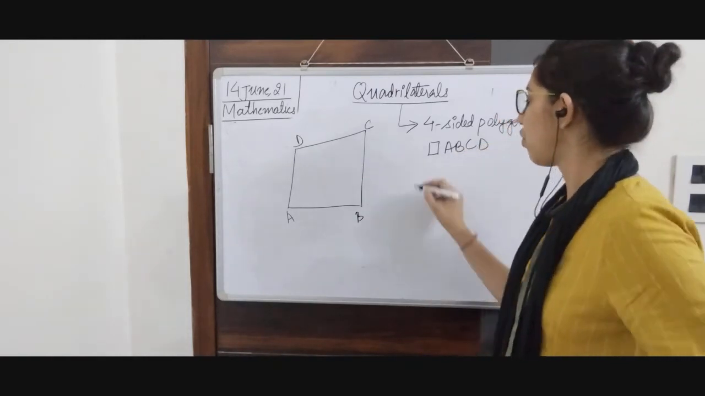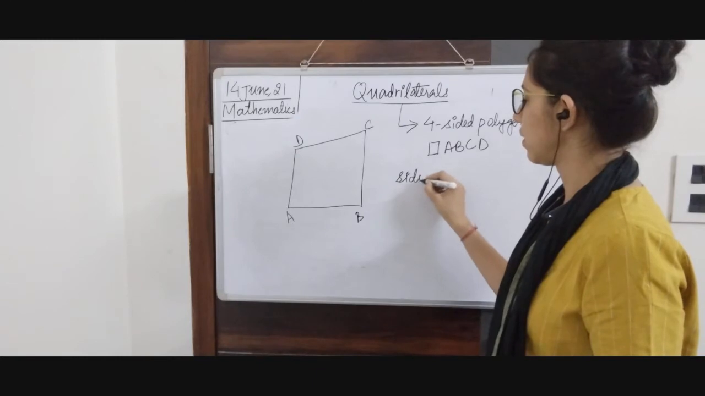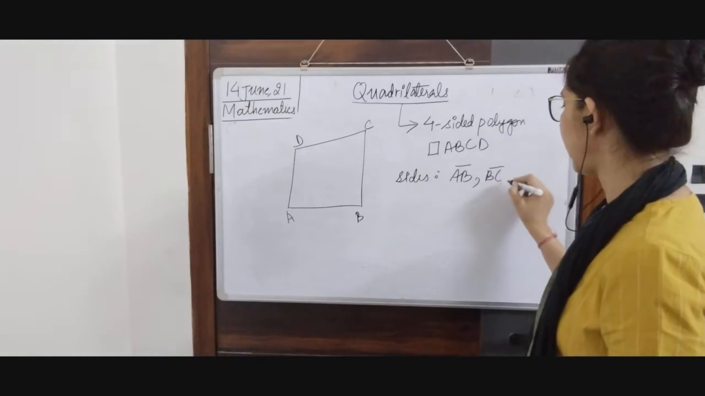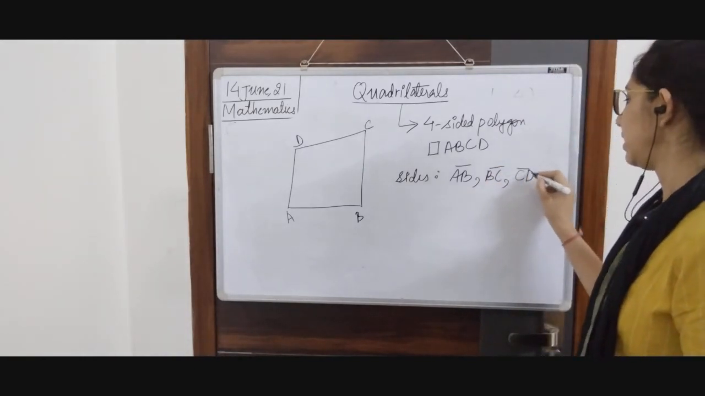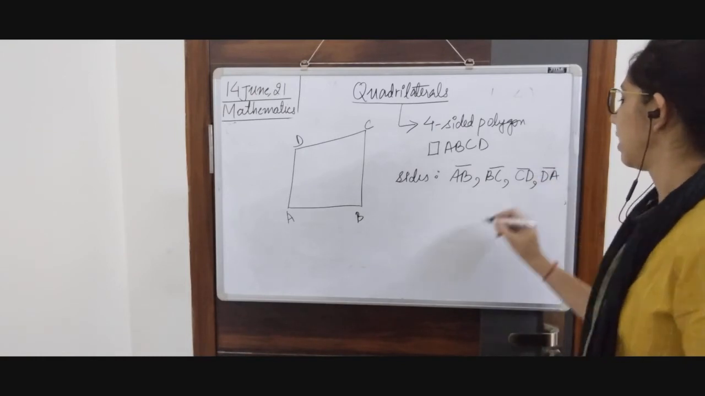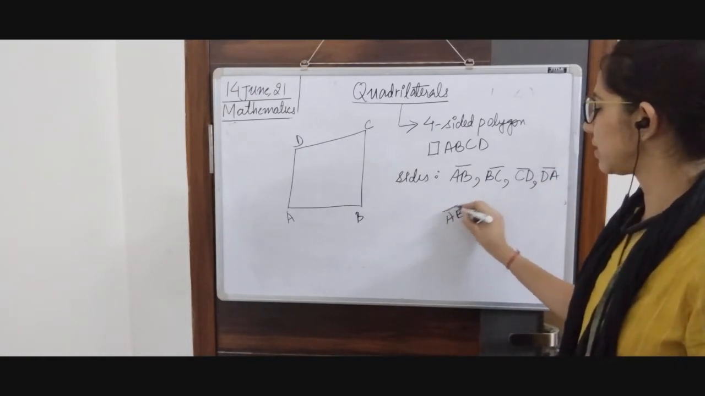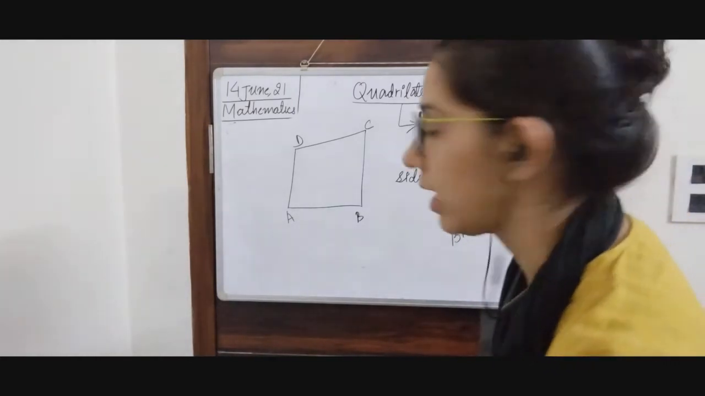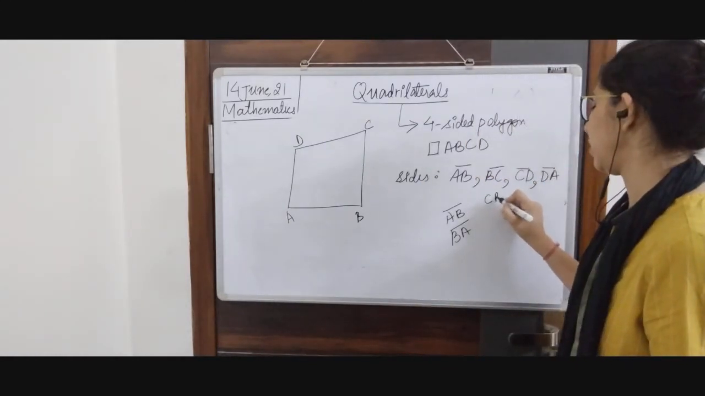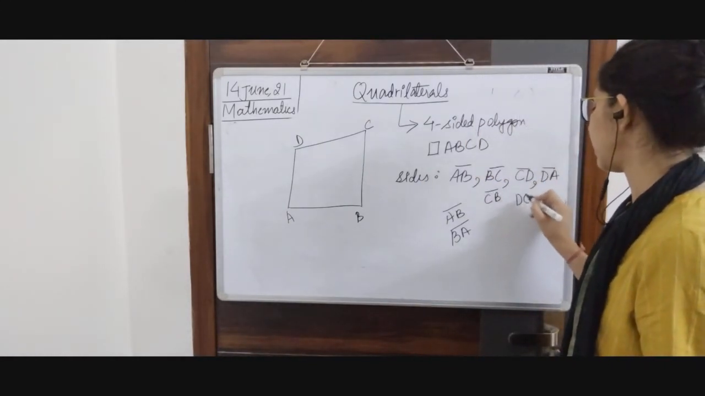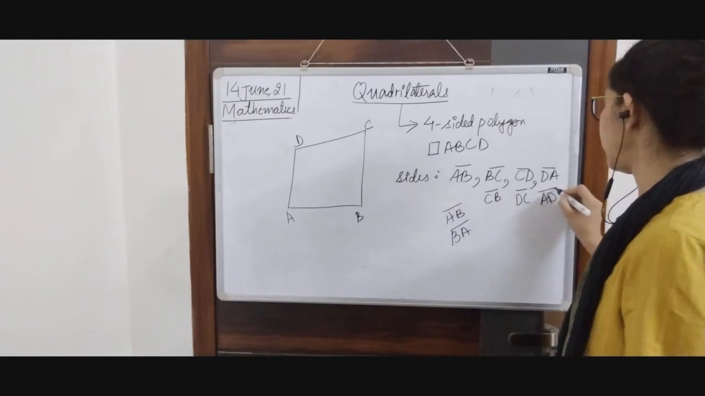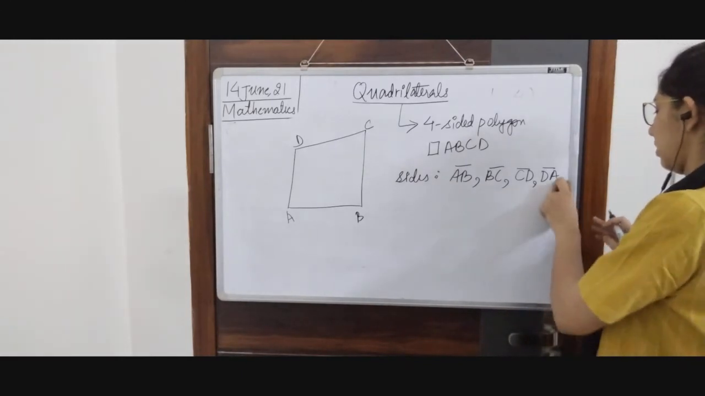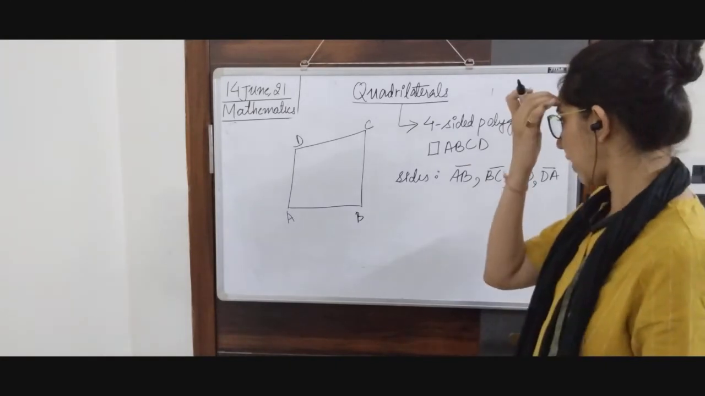It has four sides. Sides are line segment AB, then BC, then CD, and then DA. We can write line segments as AB or BA. Both mean the same thing. Similarly, BC and CB mean the same thing. DC and CD are the same thing. AD and DA are the same thing. Don't get confused if you get other names for the sides.